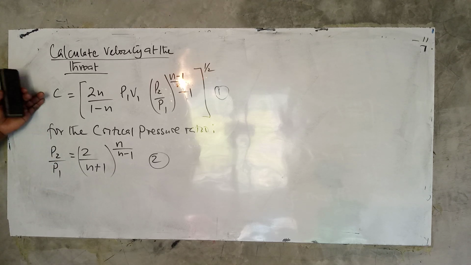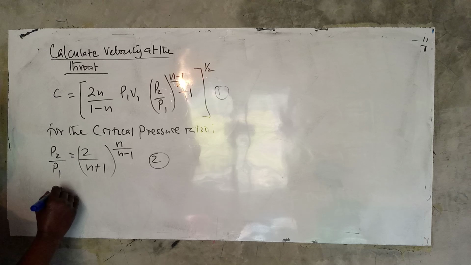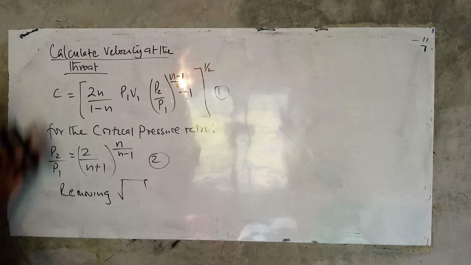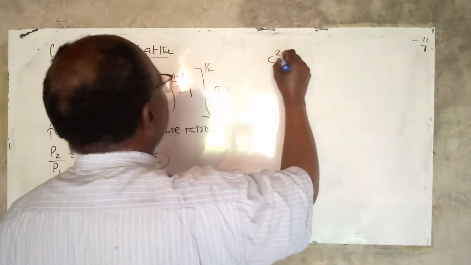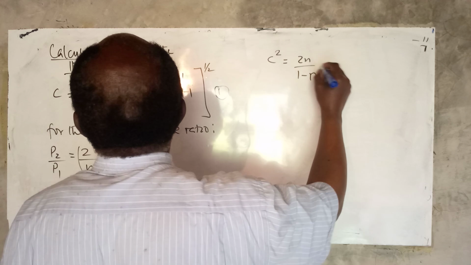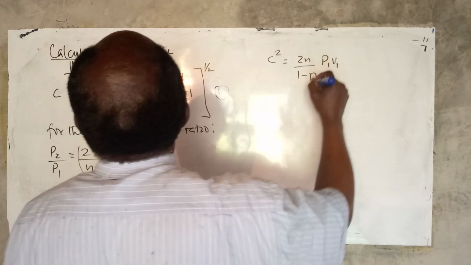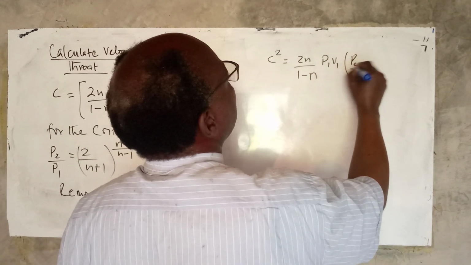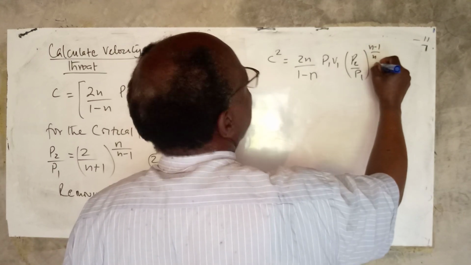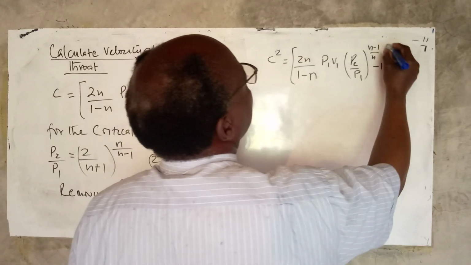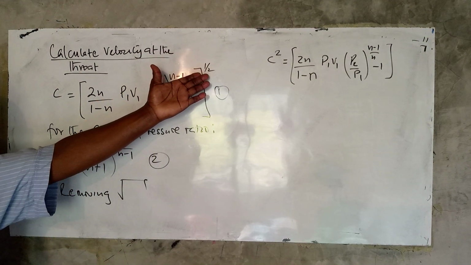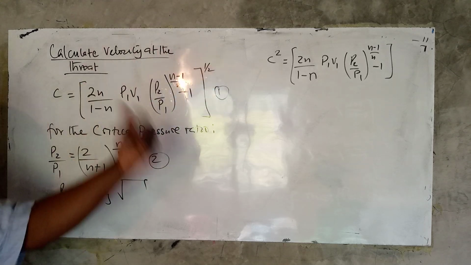Now, we can remove the square root to make our life easy. Just removing the square root, we will have c squared equals 2n over (1 minus n), p1 v1, into (p2 over p1) raised to (n minus 1) over n, instead of being under the square root. We have removed the square root, so we just square both sides.